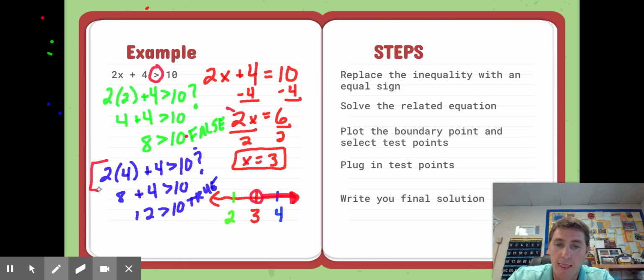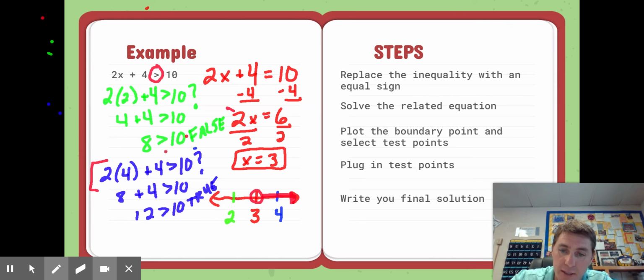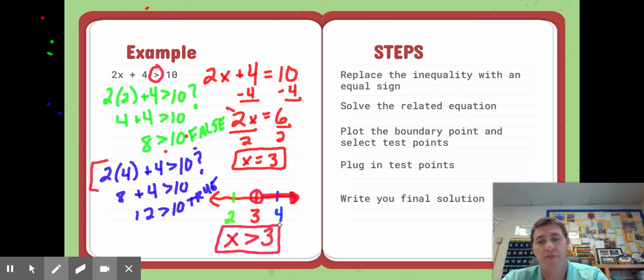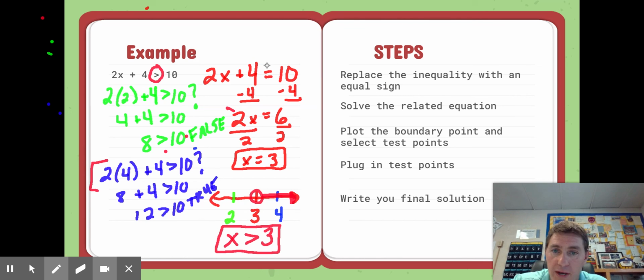All right, and so last step, I just need to take all this information and write one final inequality. What is my solution? Well, my solution is x is greater than 3. We shaded to the right, which is greater than. We shaded the 4, the 5, the 6, all the values that are greater than 3 will make this inequality true.